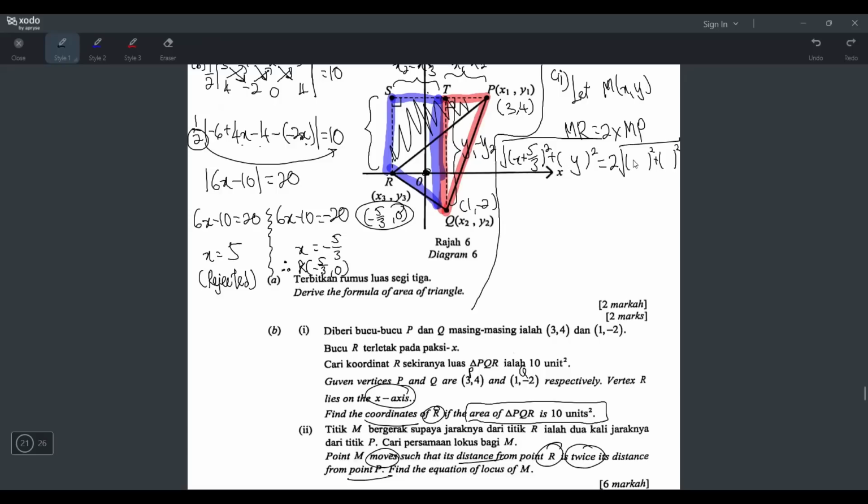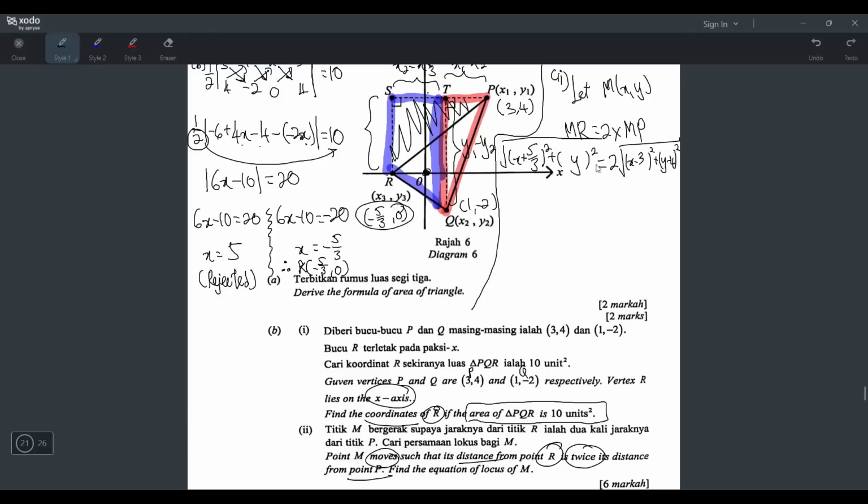Okay, for this side, it will be distance of MP. So MP distance, this is point M and point P is 3, 4. So the formula is x minus x. So the first bracket, you have to write x minus x, so x minus 3. Next bracket is y minus y, so y minus 4.